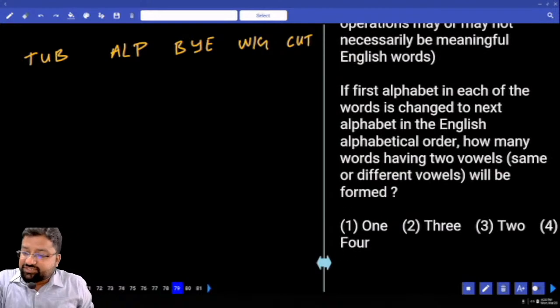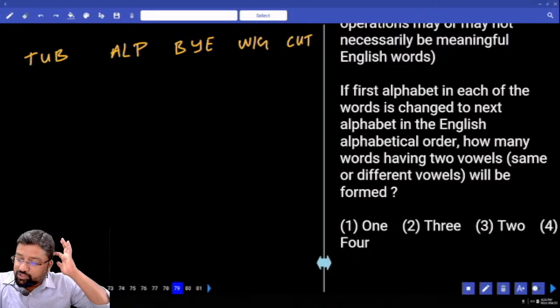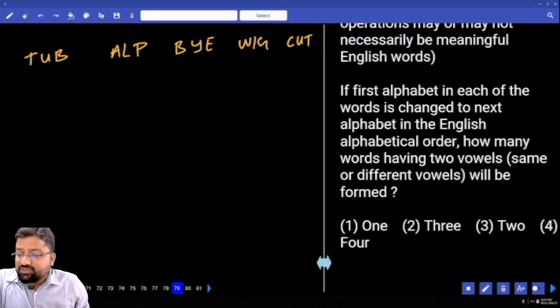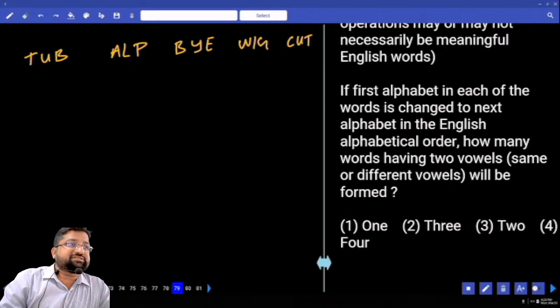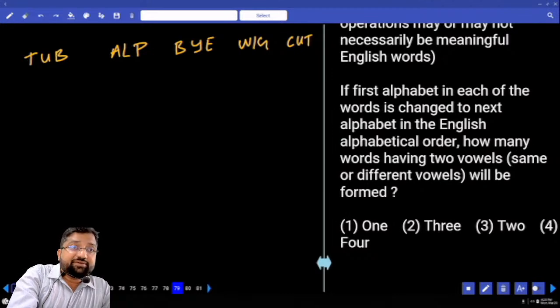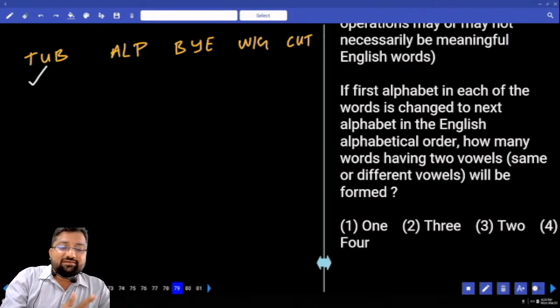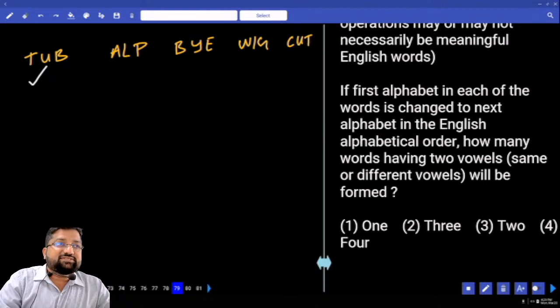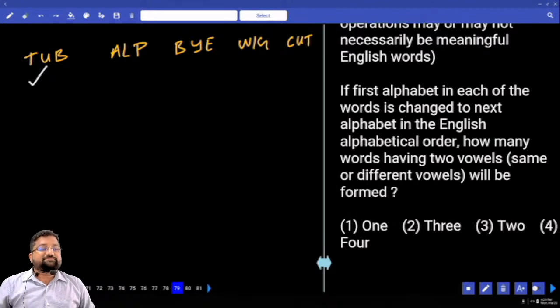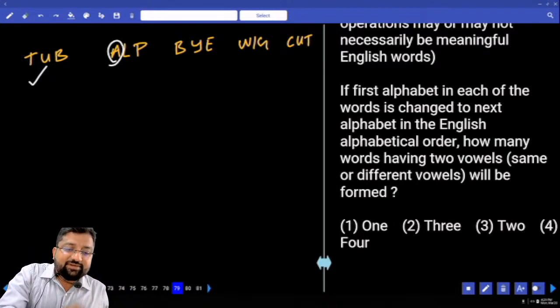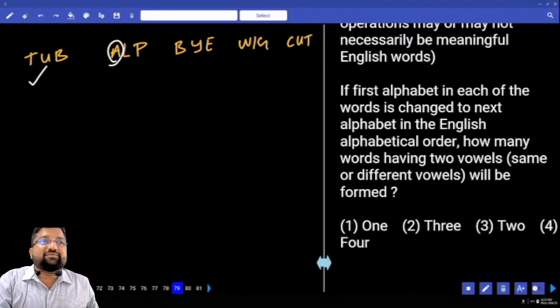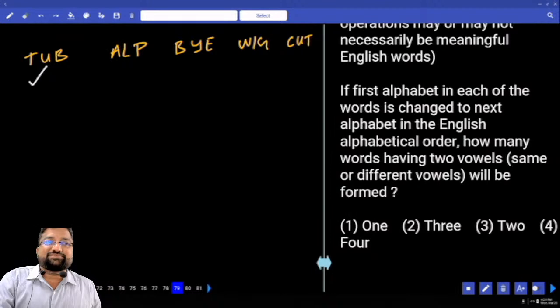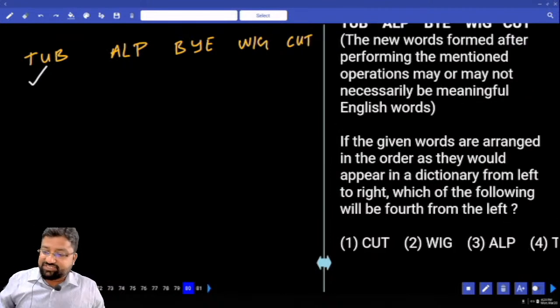If the first alphabet of each of the words is changed to the next alphabet in English alphabetical order, how many words will have 2 vowels? Same or different vowels will be formed. Now he says first alphabet is changed to the next. T, U. Did I get 2 vowels? Yes. A, B. B, C. W, X. C, D. How many? Only 1. Remember, the first alphabet was a vowel. What happened? If you change a vowel to the next, it becomes a consonant anyway. If we want a vowel, it is best to catch the consonants.